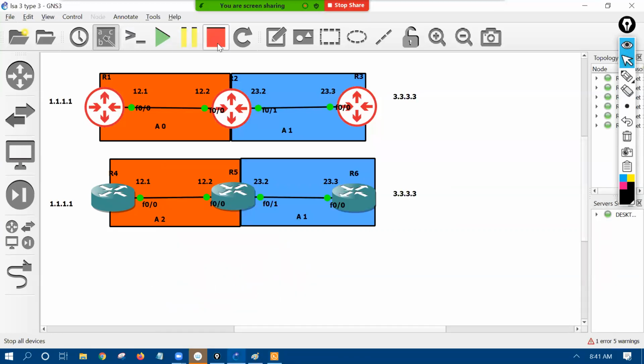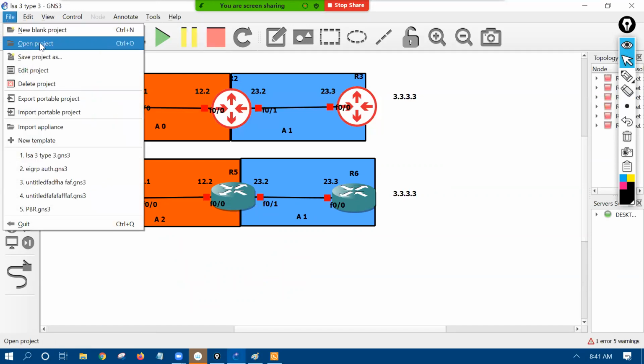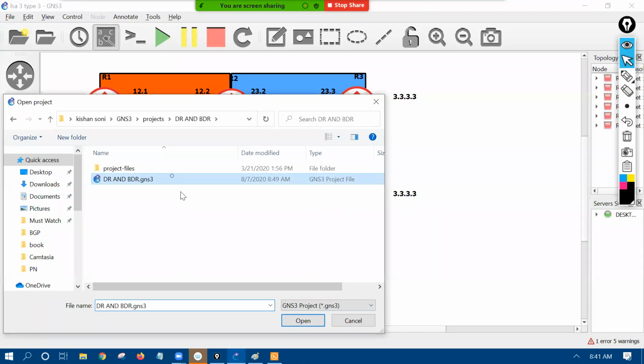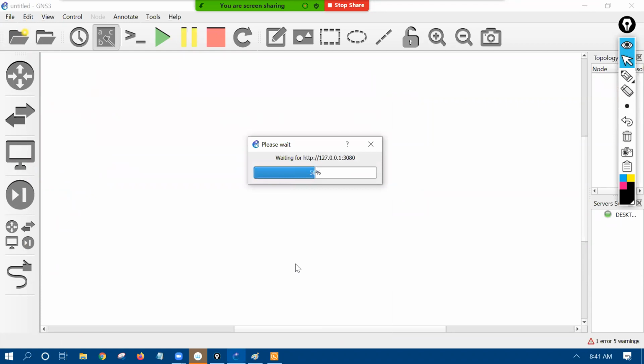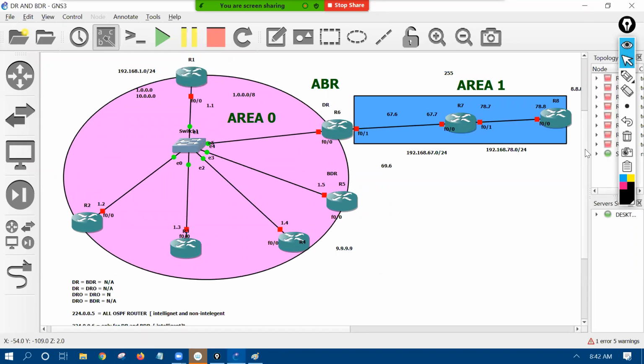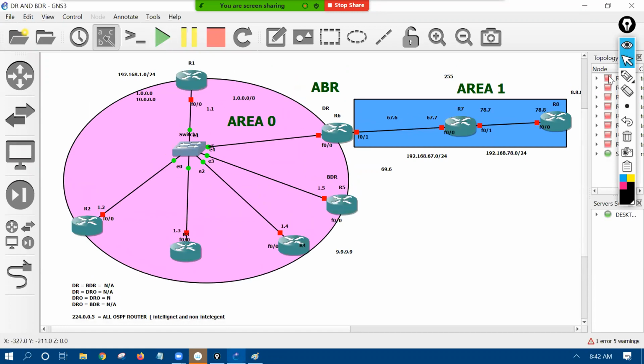Now let's come back to the point. What I can do right now, I'm just going to open my task, so open the project that has the TR and BTR. Now in this case, this is my R1, R2, R3, R4, R5, and here R6. R6 will become the ABR because this interface 0/0 belongs to area number 0, and this interface 0/1 belongs to area number 1. So R6 will become the ABR router.